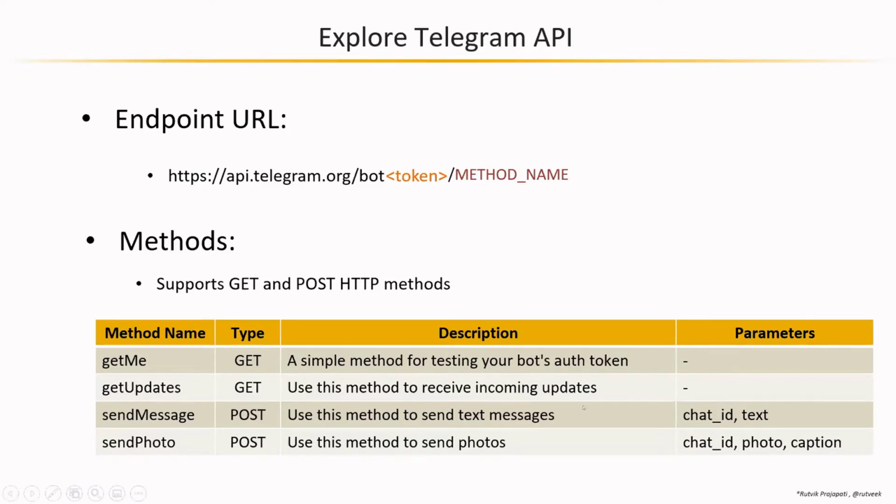And the last is sendPhoto. Basically, this method is used to send a photo along with a caption. So again, two parameters are required, chat ID and the photo, and the caption is the third parameter, which is the optional one.